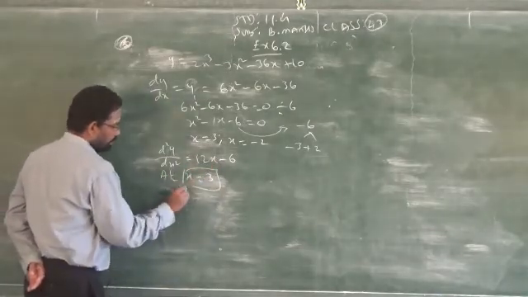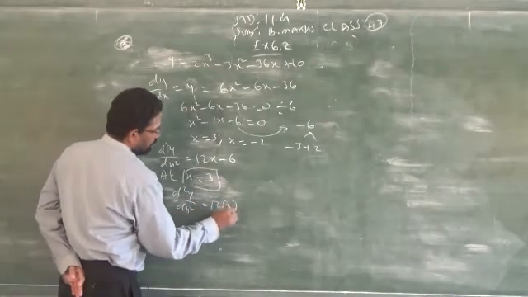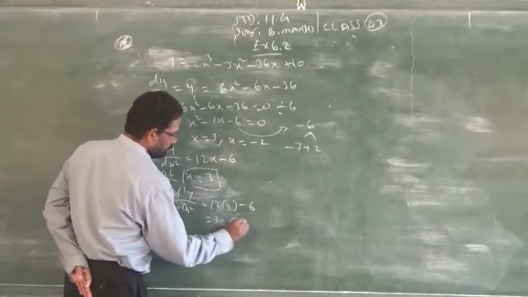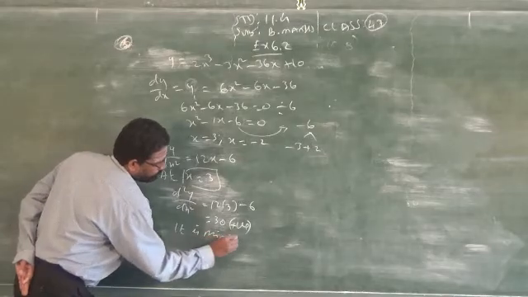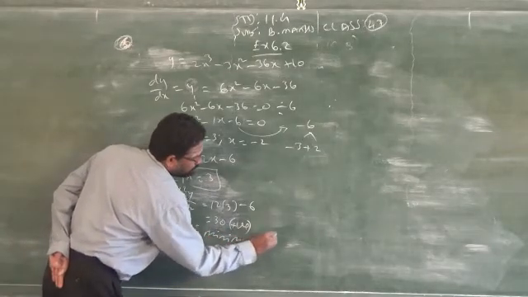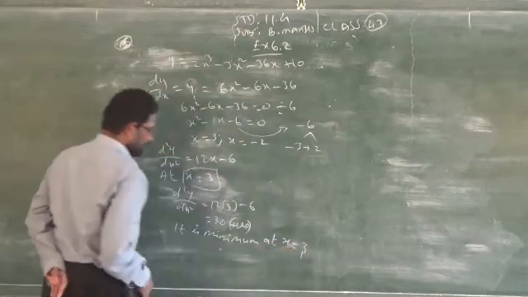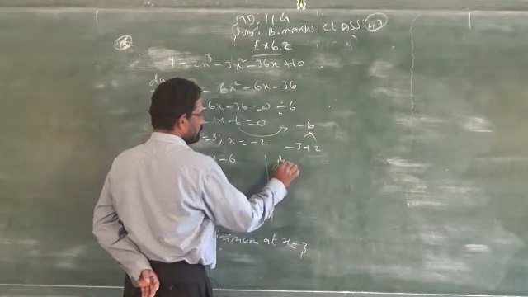In the second order, you will get 12 3s are 36, so you will get 30, that is a positive answer. Clear? It is minimum at x is equal to 3. If we got positive, you have to write the opposite, minimum. So now again you have to substitute.